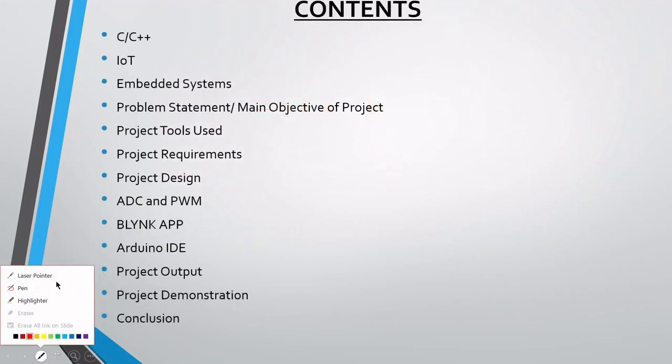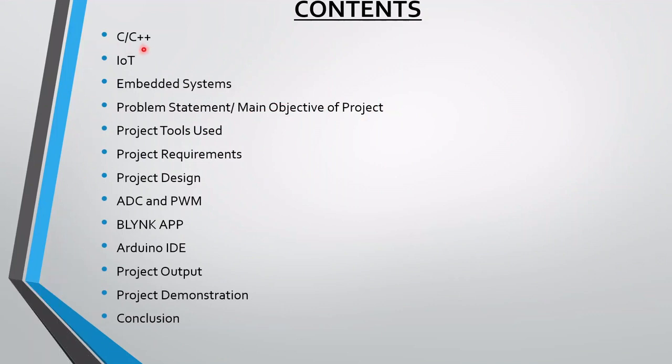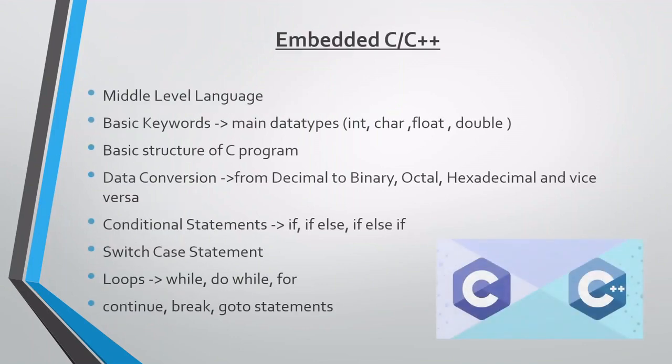Now I start with my presentation with the following contents. First I start with C++, then IoT, embedded systems, the problem statement or main objective of the project, project tools used, project requirements, project design, ADC that is analog to digital conversion, PWM that is pulse width modulation, Blynk app, Arduino IDE, project output, project demonstration which I am going to show in a few minutes, and finally the conclusion. So first I start with C++.